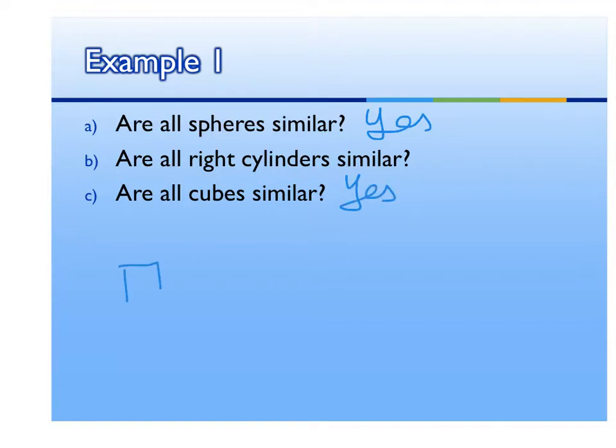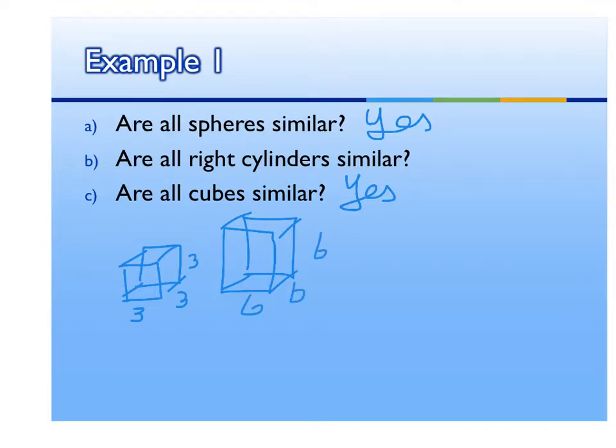So it wouldn't matter if I had a small cube here and a larger one, they're all going to simplify to the same thing. So if this is like 3 and a 3 and a 3, and say this is a 6, and a 6, it didn't matter. Every time you match the sides, they're all going to simplify to 1 to 2.